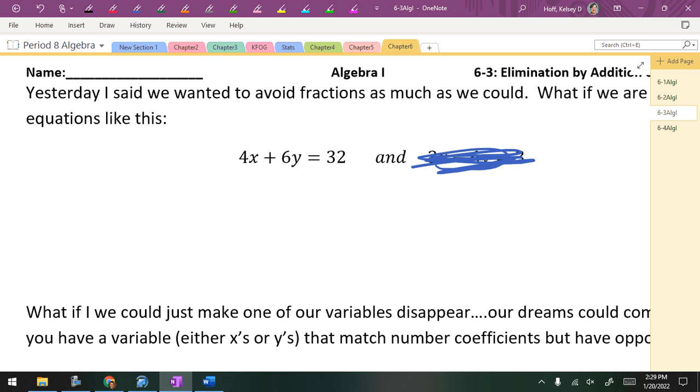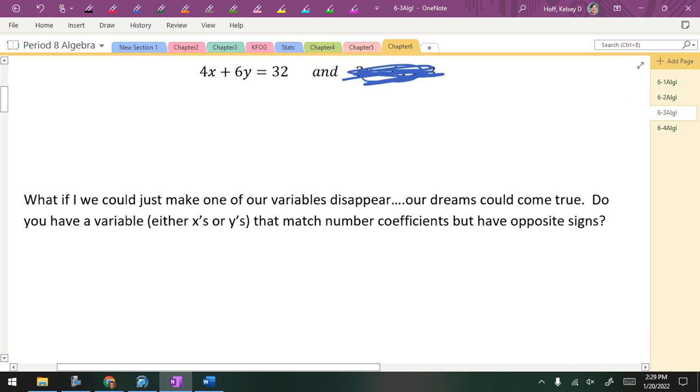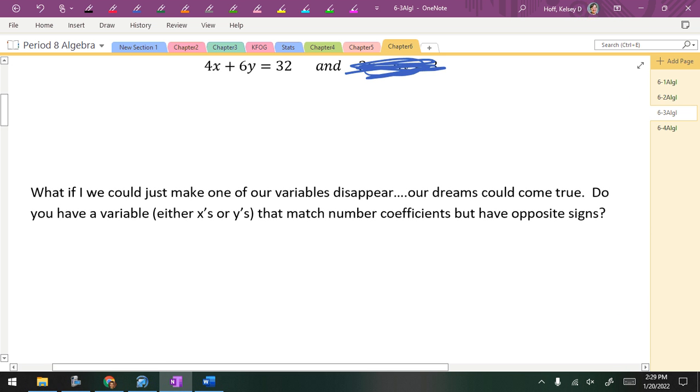You can solve by graphing. It's my very last option. Unless they tell me I have to, I never do it. You can solve by substitution, and substitution is nice when, like yesterday, they already had y equals something or x equals something. It's already by itself, and you can plug it in. So in this case, what if one of our variables could just disappear? That'd be really nice, right? Dreams would come true.